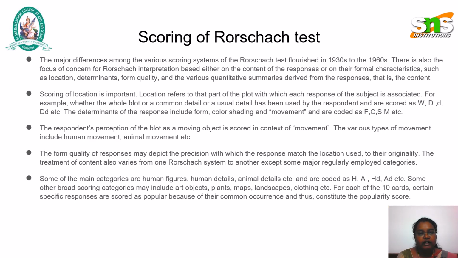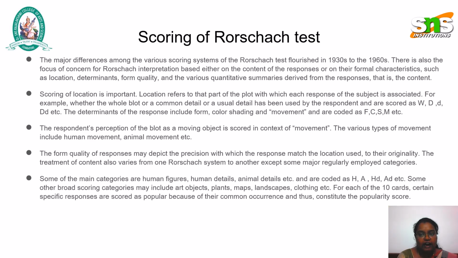The treatment of content also varies from one Rorschach system to another, except for some major regularly employed categories. Some of the main characteristics are human figures, human details, animal details, etc., and are coded as H, Hd, A, Ad, etc. Some other broad scoring categories may include art objects, plants, maps, landscapes, clothing, etc.